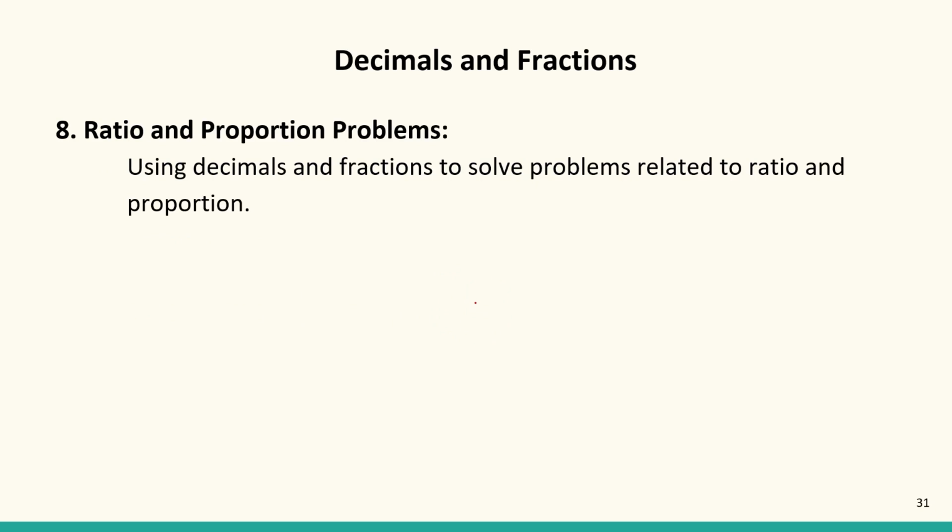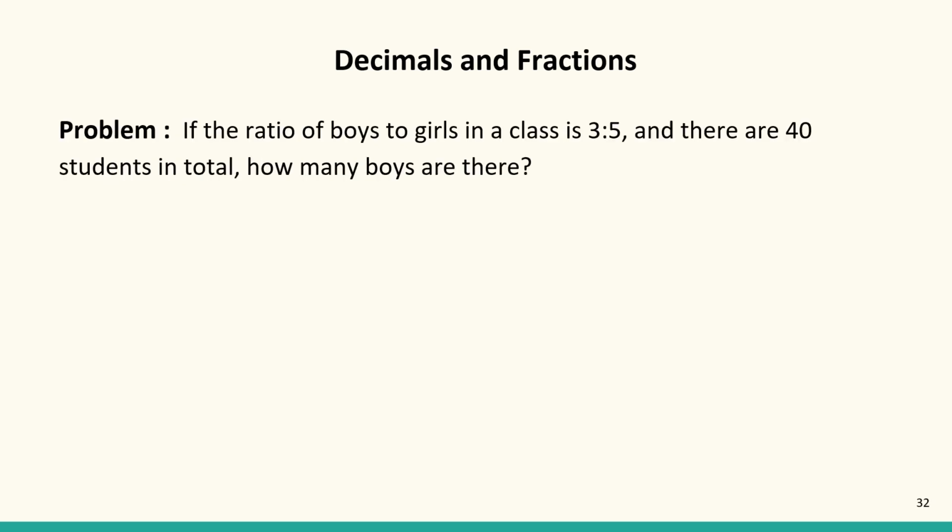So the 8th kind of problem involves ratio and proportions. Okay, so the problem is related to ratio and proportion. If we see the problem here, the ratio of boys to girls in the class is 3:5 and there are 40 students in total. Total students is 40, and boys is to girls is equal to 3:5. Okay, this is what is given.